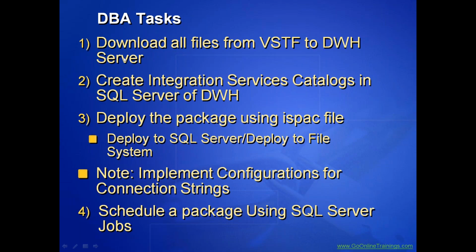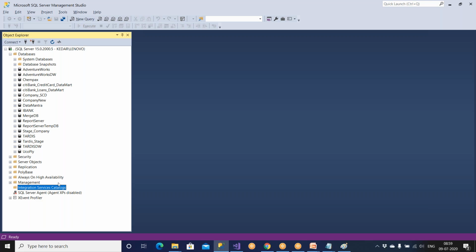So after downloading, what should I do? Go to the data warehousing server and create integration services catalogs. I go here, right click on this, create a catalog. So who is supposed to do it? DBA people are supposed to do it. Where? In the SQL Server. In which machine? The data warehousing machine, not the OLTP machines. Am I clear? So the DBA team will be going to data warehousing, opening SQL Server, going and creating the integration services catalog. So right click on this, create catalog.